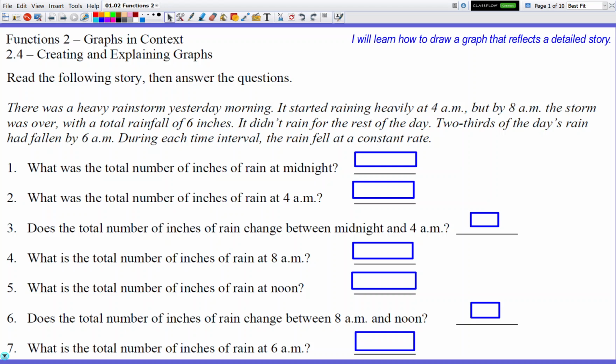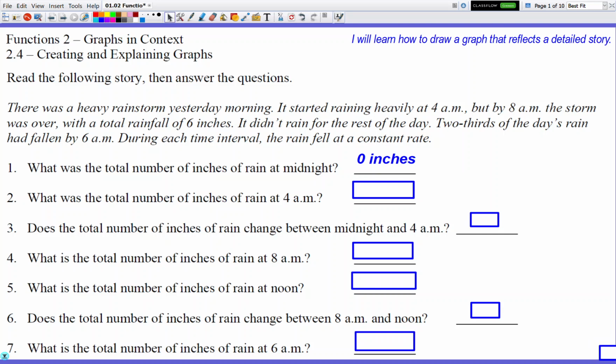So first question, what is the total number of inches of rain at midnight? Okay, so it says in the story, it started raining heavily at 4 a.m. So midnight, which is 4 hours before, since rain didn't fall at midnight because it started at 4, then it's safe to say no rain has gathered or fallen, so I would say 0. And 0 inches is the answer.